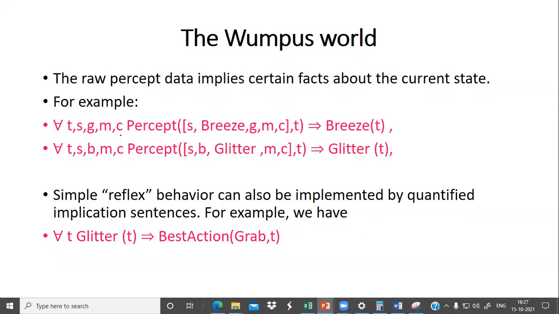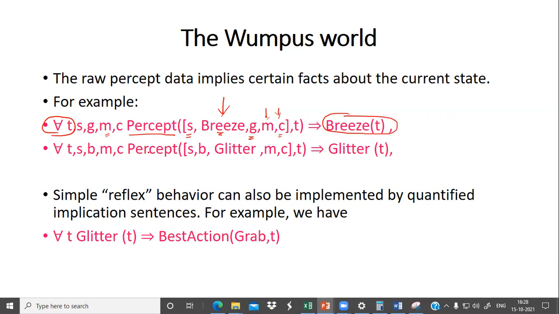Basically, this represents, for all t, that is wherever at time t, if the agent is perceiving breeze, there is only breeze. There is no stench. There is no glitter. There is no bump, and there is no screaming from the wumpus. So at whichever time the agent senses only breeze and does not sense anything else, we can conclude that at those times there is only breeze.